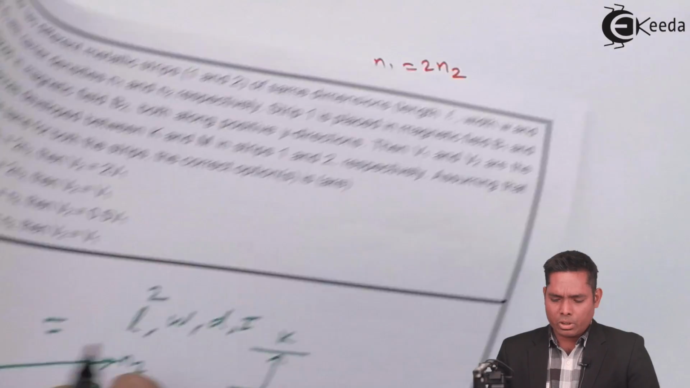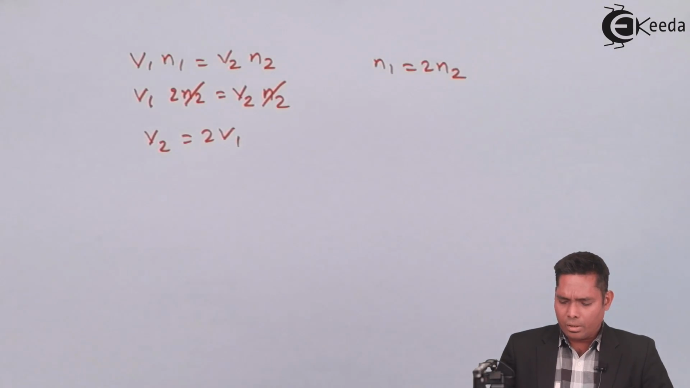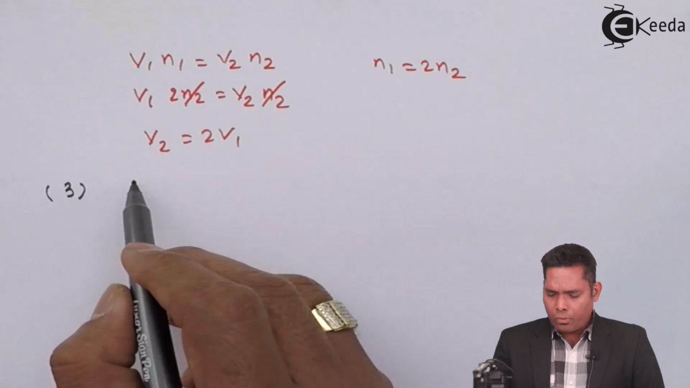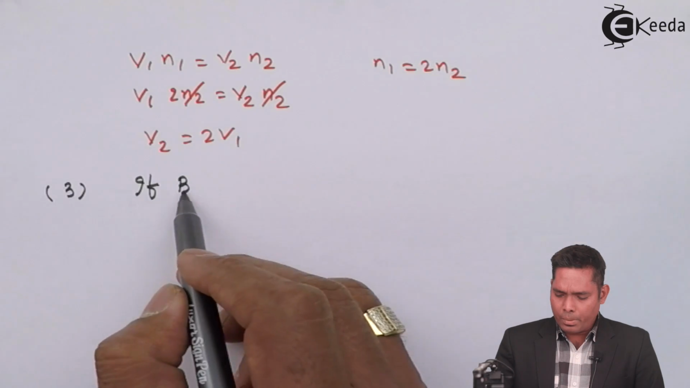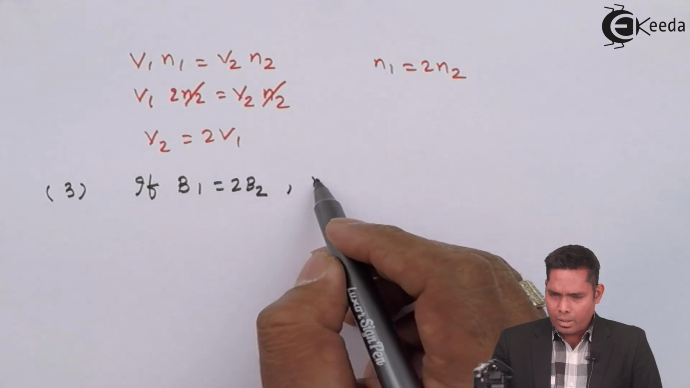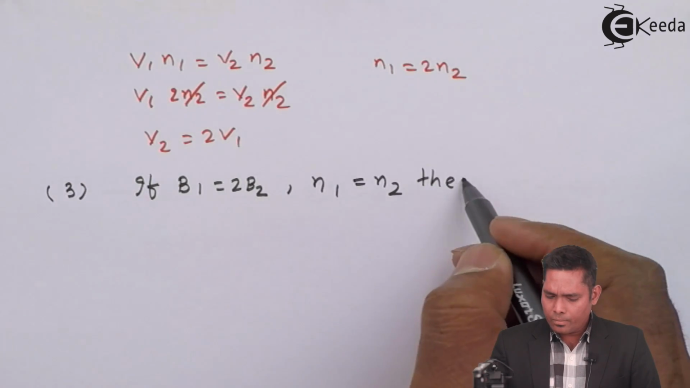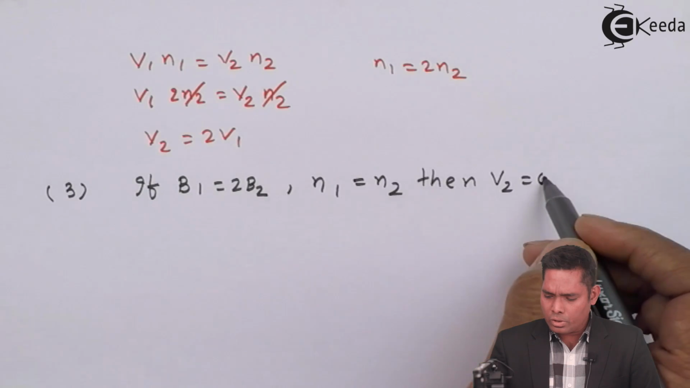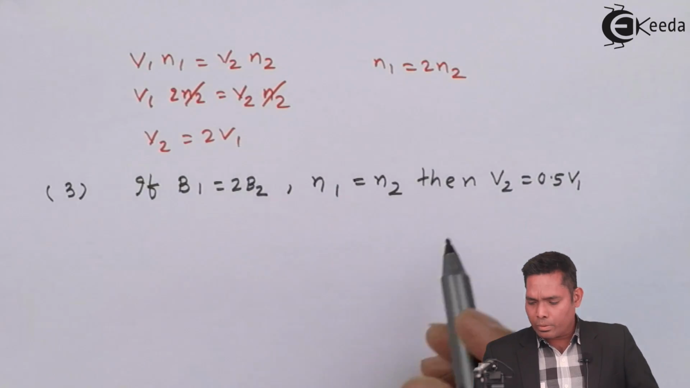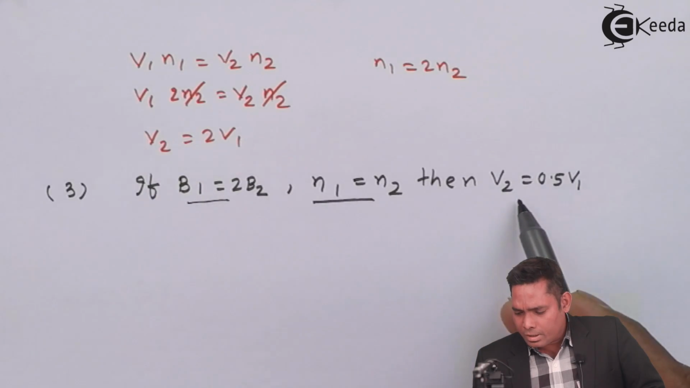What is option number 3? If B1 is 2B2 and N1 is N2, then V2 is 0.5 V1. This is the question. We have to put these conditions and see whether this is right or wrong.